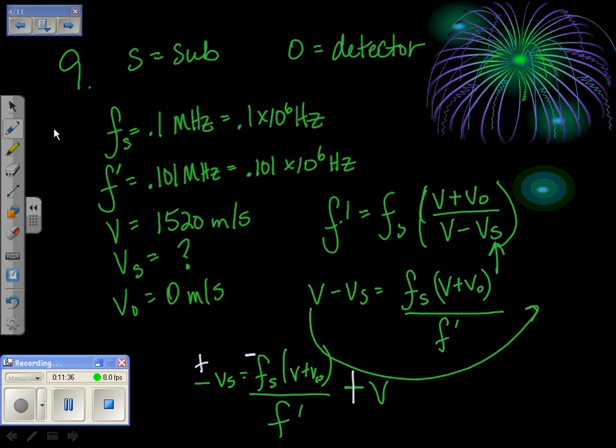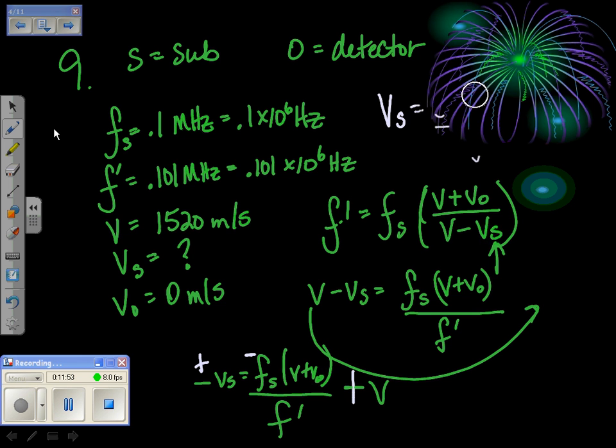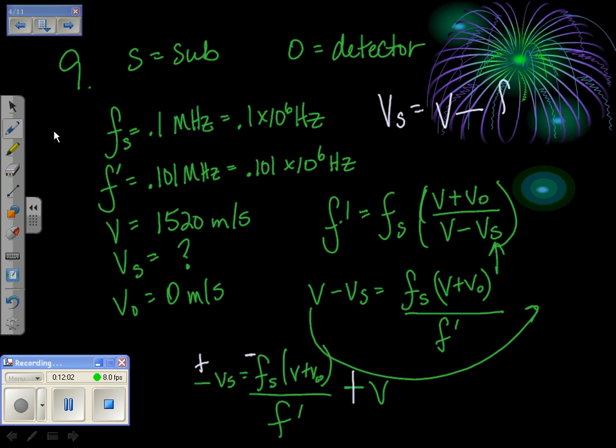When I do that, that changes this to a positive, that changes this to a negative, and that changes this to a positive. So really the formula should be written as Vs equals V minus F sub S times V plus V naught divided by F prime. I wrote it wrong, sorry. I want to write it this way. If you solve it that way, then you will always get the right answer.